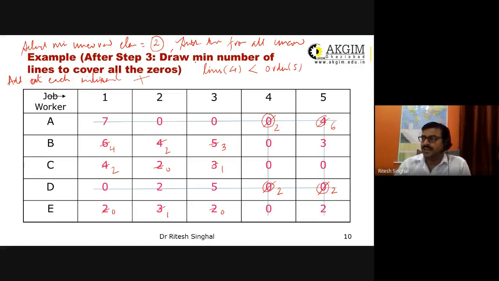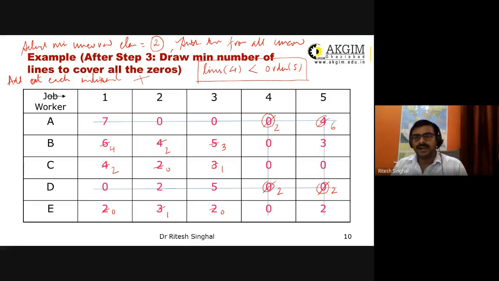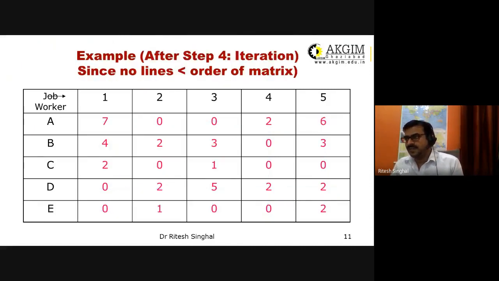This step is to be done whenever the number of lines is less than the order of the matrix. But if the number of lines is equal to the order of the matrix, then this step isn't required. You can directly assign jobs to the workers. Okay. Again, the matrix looks like this one.